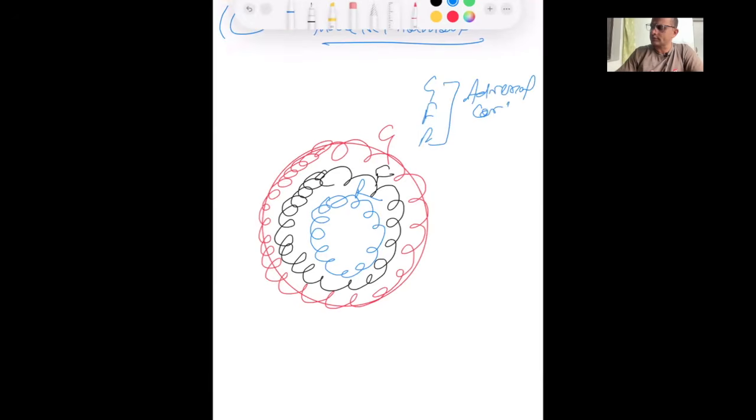Adrenal cortex means the outer part of the adrenal, and the central part is called adrenal medulla. हम adrenal के center part को क्या कहते हैं? Adrenal medulla. Right? So now I will explore this a little.